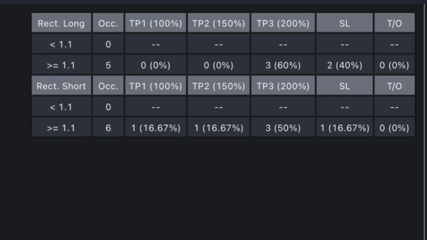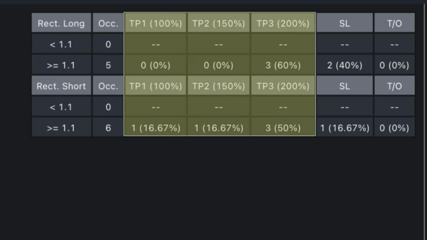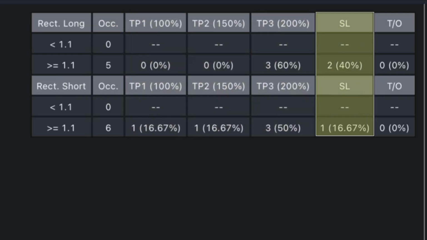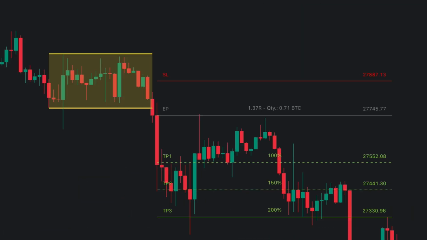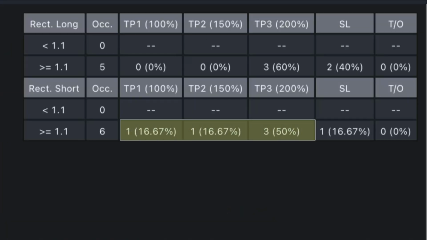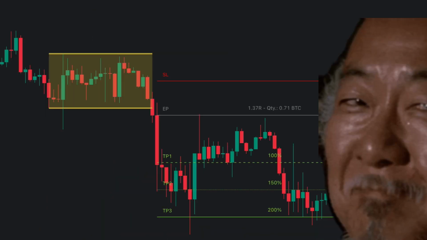The statistics shows the total number of detected patterns, how many hit their targets, how many got stopped out, and even the ones that took too long to reach their targets. This way you can see how often a particular pattern has led to a profitable outcome, guiding your trading decisions to only the most effective patterns like this one.